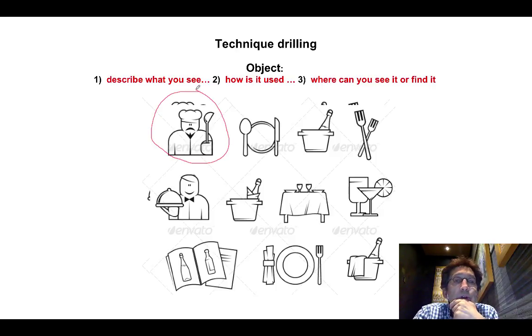Okay, and let's see, how is it used? You say you see him in the hotel kitchen, right? So what's his main function? Main function is cooking for the customer. Good, perfect. And then where can we see it? Well, you said in hotel kitchens or restaurant kitchens, right? Yes, restaurant kitchen also. Perfect. Okay, go to the second one.